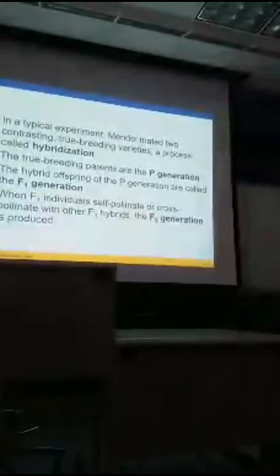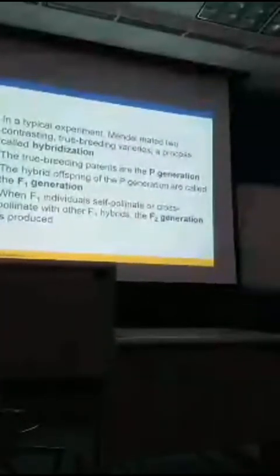The true breeding parents are called the P generation. That's parental. When you cross two pure breeding parents, the offspring will be called the F1, filial generation, F1. When F1 individuals self-pollinate or cross-pollinate with other F1s, you get an F2.